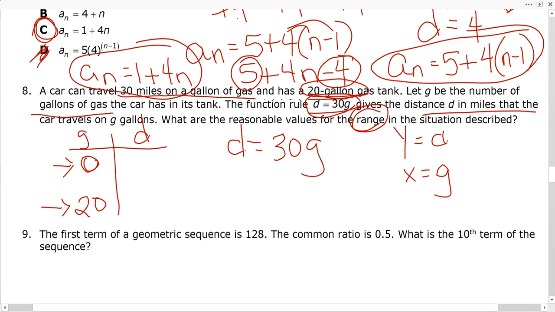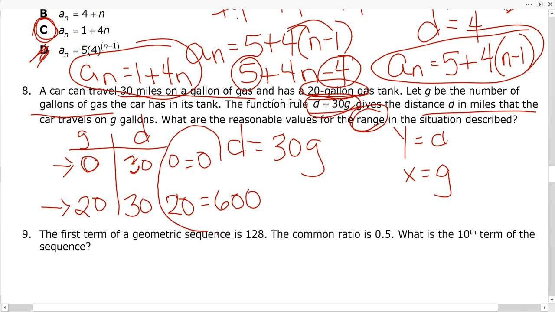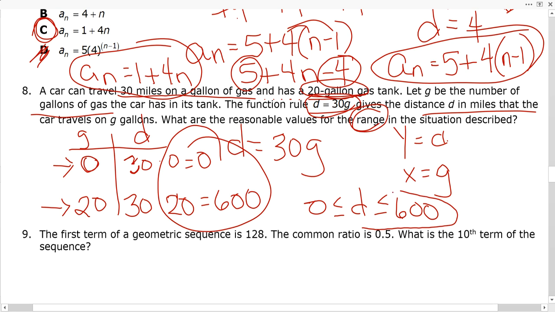If I put 0 into my equation, I have 30 times 0, which is 0, and I have 30 times 20, which is 600. So my range is going to be 0 less than or equal to the distance less than or equal to 600. And if you put y instead of d, that's totally fine. Just so long as you have 0 and 600 and you see where they came from the formula.